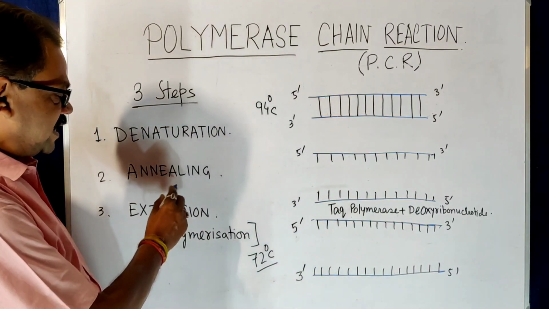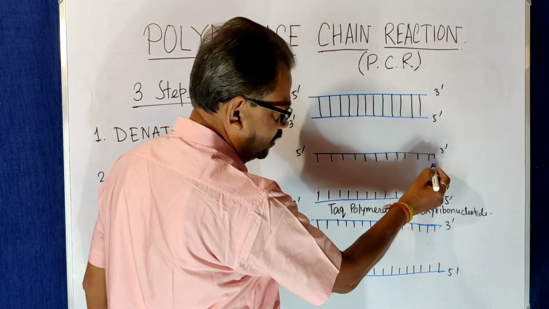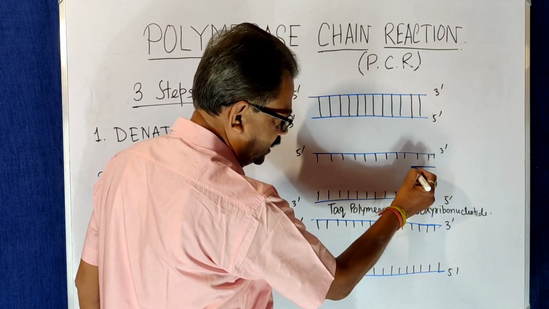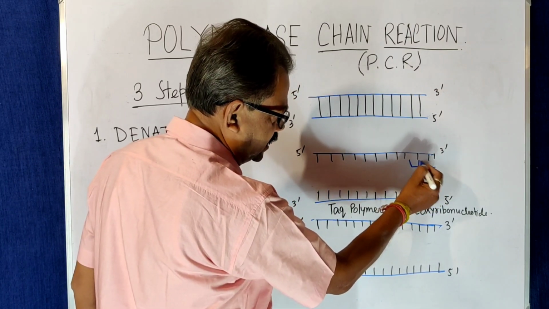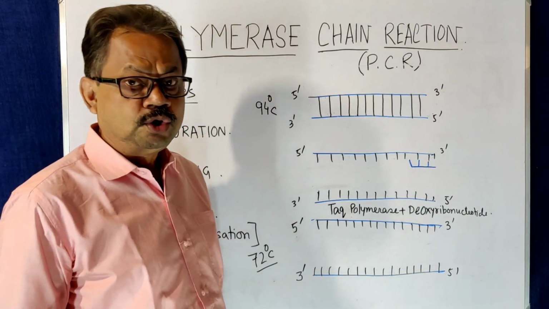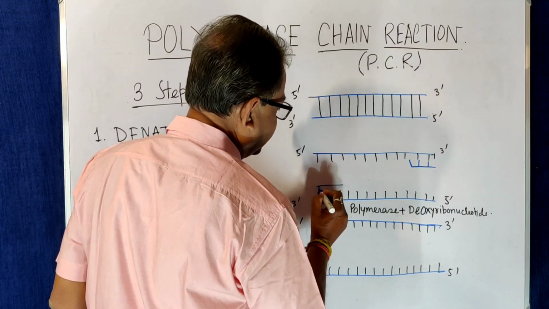During the second phase, annealing, at the 3' end of the DNA fragments, which act as template, a primer is added. This primer is nothing but an oligonucleotide, and here also a primer is added.